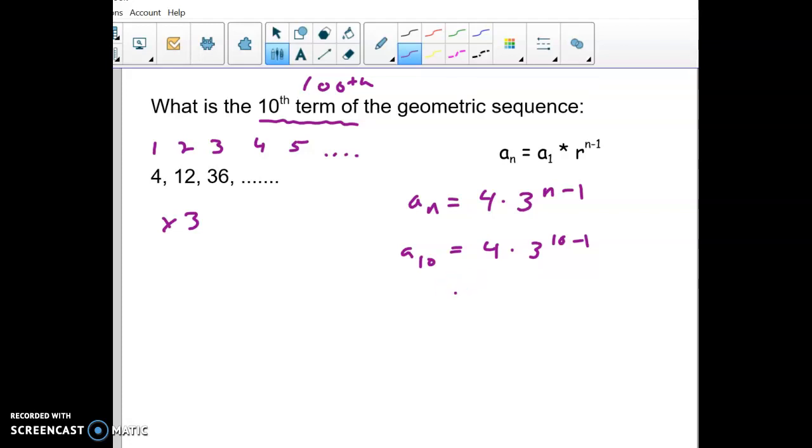Okay, so now all we need is our calculator to do 4 times 3 to the 9th. And make sure you do PEMDAS. Do the 3 to the 9th first, and then multiply that value by 4. And so we should get 78,732 is the 10th term in the geometric sequence. Gets big fast, right? When you're multiplying by 3, the numbers are going to get big real fast.